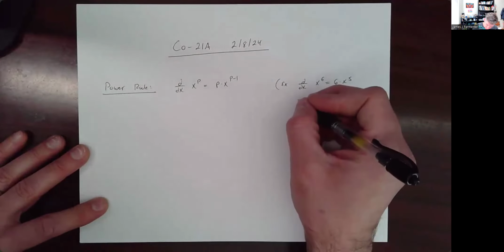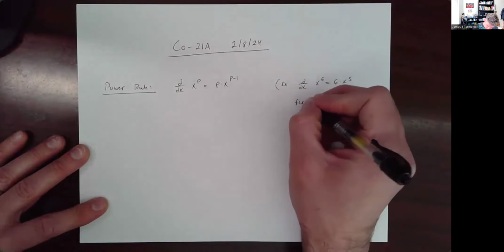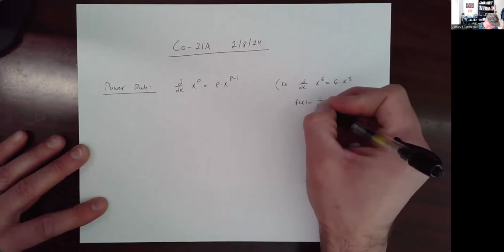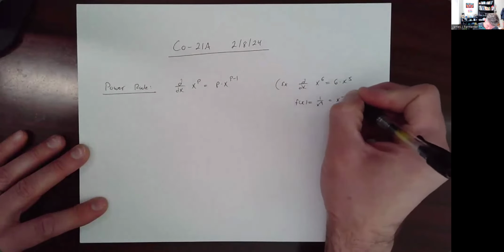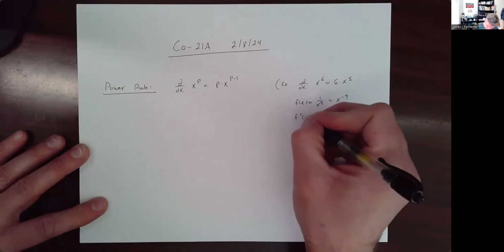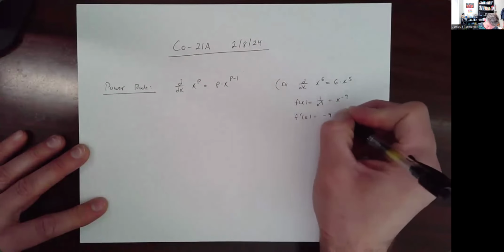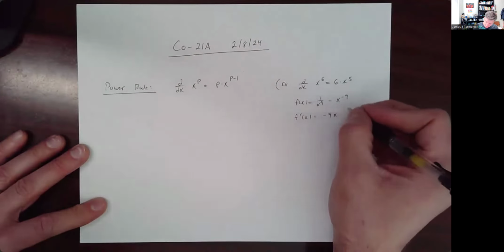Or for example, if f of x is 1 over x to the 9th, which is the same as x to the negative 9th, then the derivative is negative 9x to the negative 9 minus 1, which is negative 10.